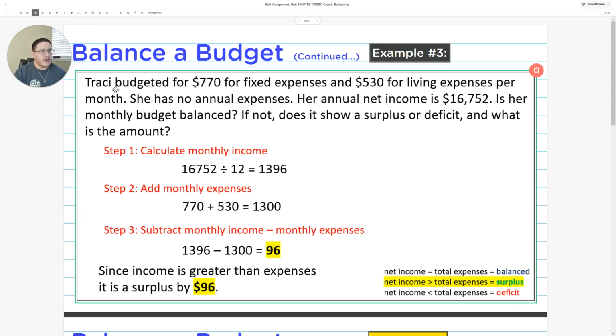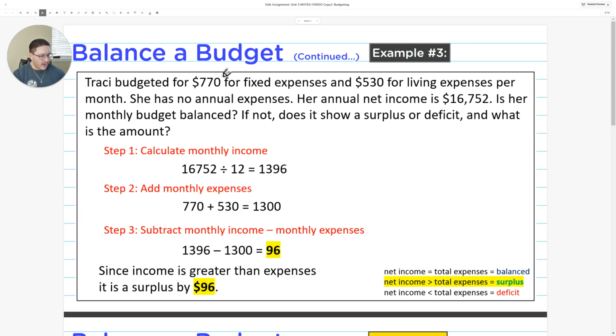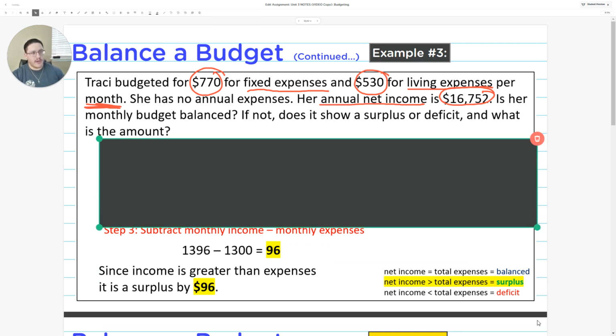Example number 3. Tracy budgeted for $770 for fixed expenses and $530 for living expenses per month. She has no annual expenses. So her annual net income is $16,752. Is her monthly budget balanced? If not, does it show a surplus or a deficit, and what is the amount? So I'm going to cover these up and then reveal them as we go.